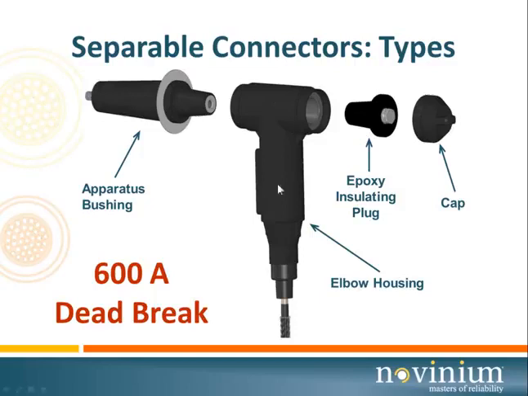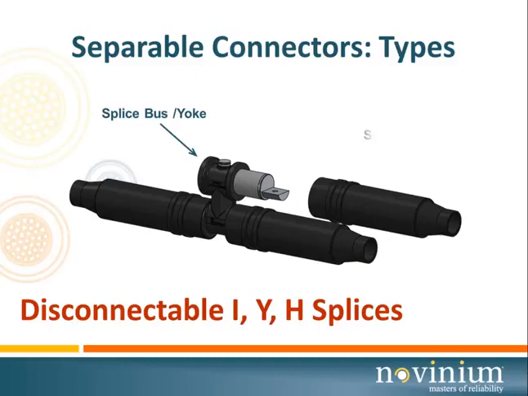By the way, we call it an elbow, even though the shape is far from an elbow shape, but since the 200 amp load break and dead break elbows were the first systems, that name sort of hung around. The disconnectable joints, again, are not in the current standard, but they are almost definitely going to be in the next revision. They consist of a splice body or a yoke and a sleeve or receptacle.